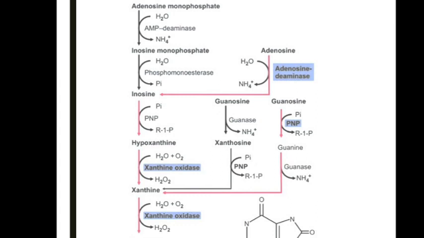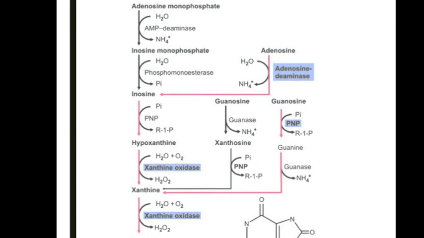So the end product of purine metabolism, once the question is asked, is uric acid. The answer should be uric acid. We have already performed uric acid estimation in our practical examination, and we have also done abnormal urine analysis and normal urine analysis. So you are very familiar with uric acid.